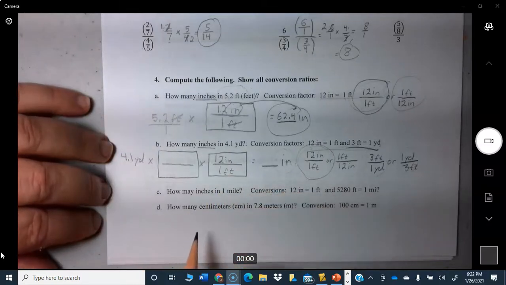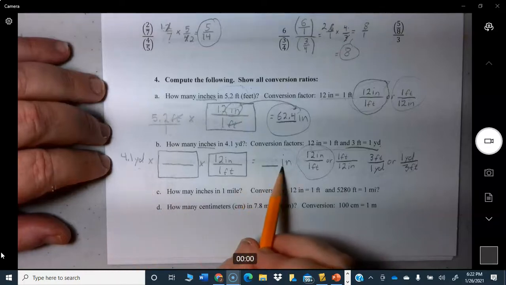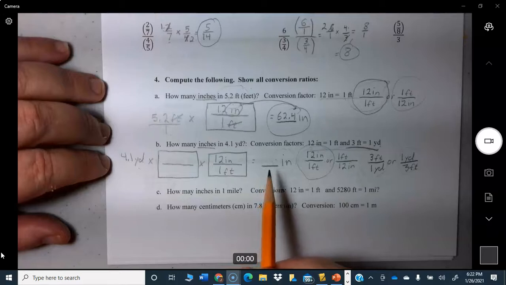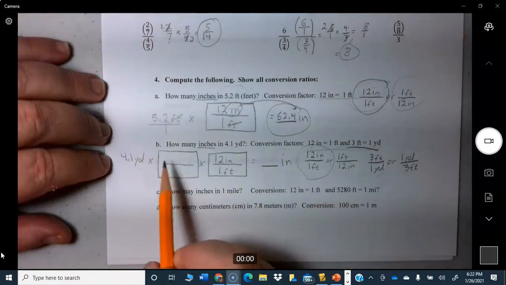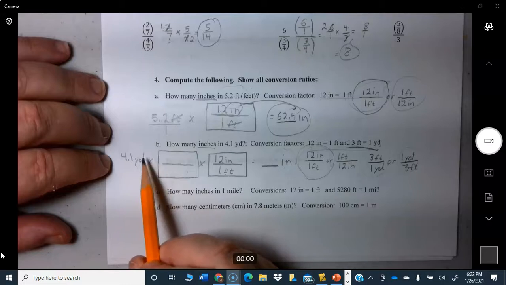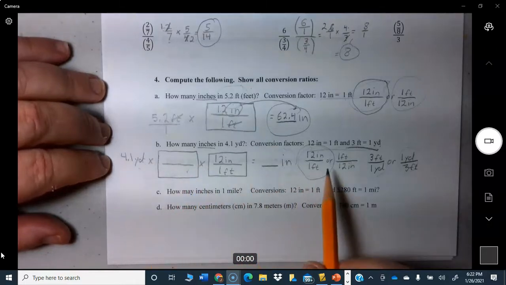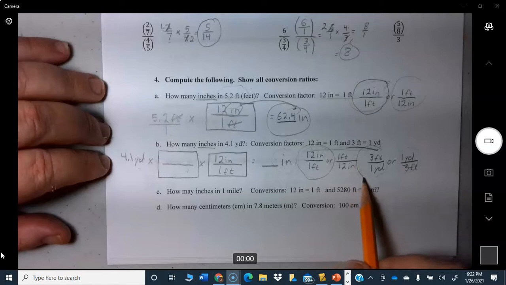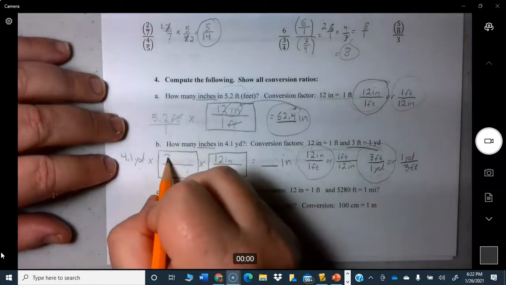right there. Now, we start off with yards, but yards is not in our final answer, so we know that has to cancel out. So we need a yards that's on the bottom. We need a yards down here so it'll cancel with this yards up here. Those two will cancel, one on the top, one on the bottom. So we look over here for one that has yards on the bottom, and there's only one that does. It's this one right here, 3 feet for every 1 yard. So we put that here.